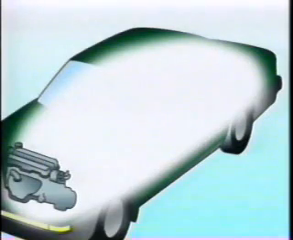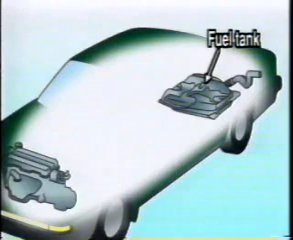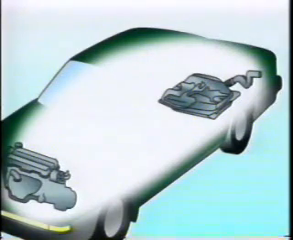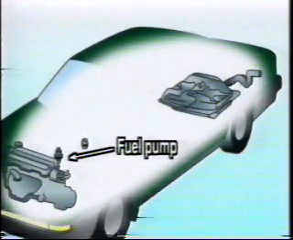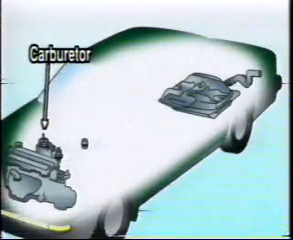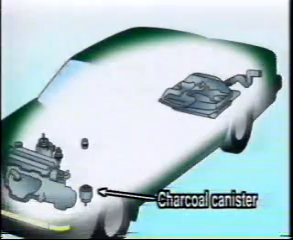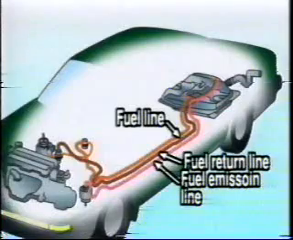The fuel system is made up of the following components. The fuel tank, where the fuel is stored. The fuel filter for removing impurities. The fuel pump, which sends fuel under pressure to the carburetor. The carburetor, where air and fuel are mixed, atomized, and sent to the engine. The charcoal canister, which prevents gasoline vapors from escaping from the fuel tank. And the fuel lines, which connect the various components.